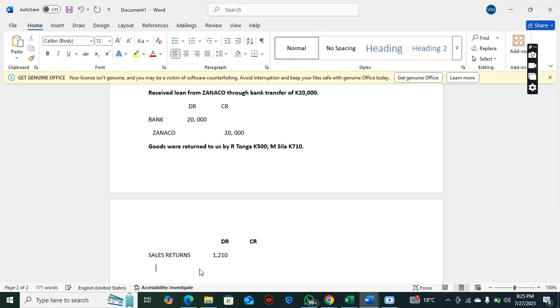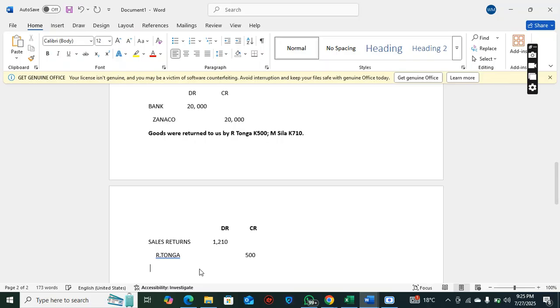Then we credit our debtors. Debtors are an asset. Reduction in an asset, you credit. So Aratonga, 500. MCLA, 710. Any questions?